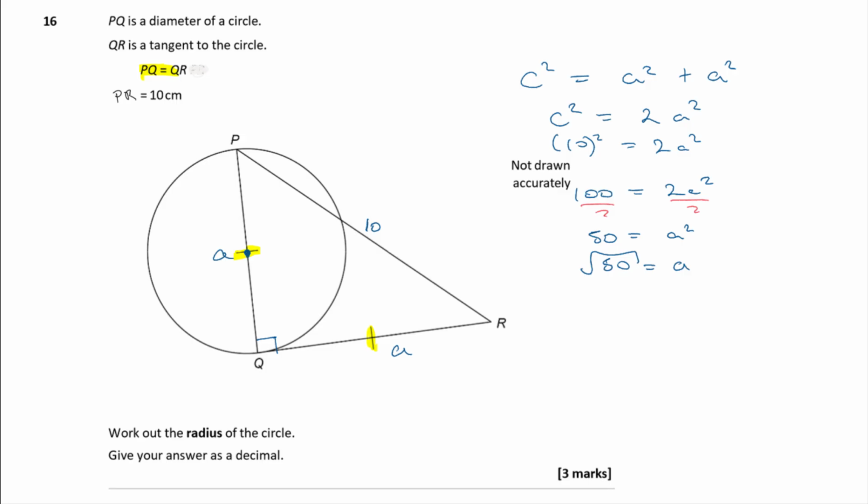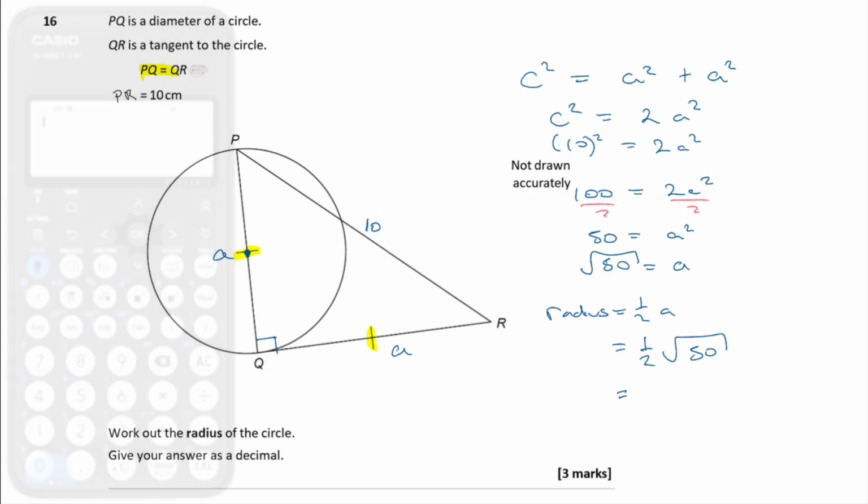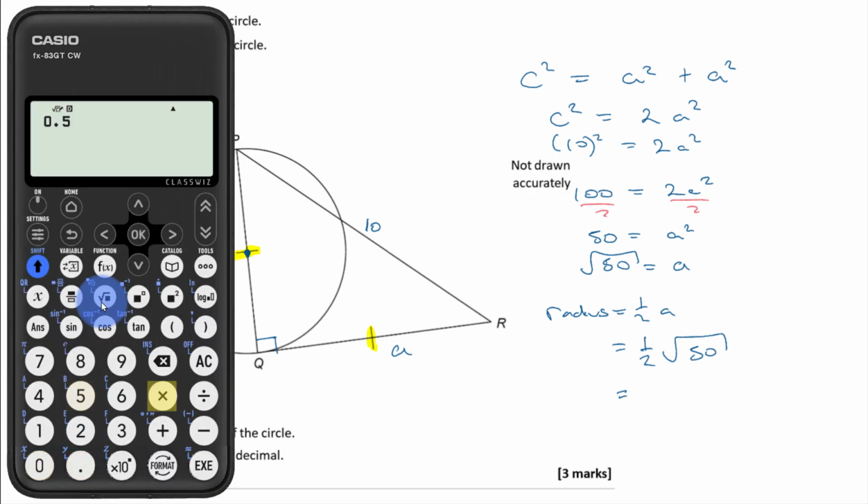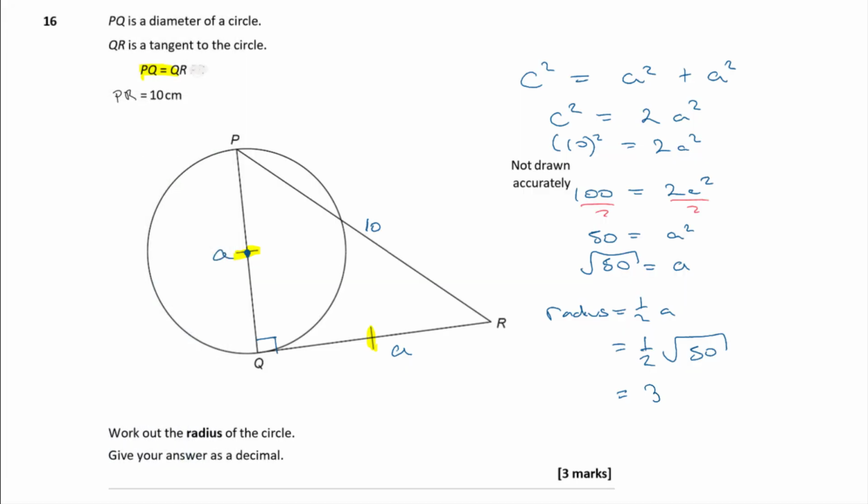So if a is the root of 50, then the radius is going to be half that as well, isn't it? Because a is all the way across. So radius is half of a, which is going to be half of root 50. So this is a job for just tapping it in the calculator now, isn't it? So I need to do half of the root of 50. What's that then? As a decimal, that is 3.5. Should you round it up? 3.54. 3.54, and I guess that's in centimeters.